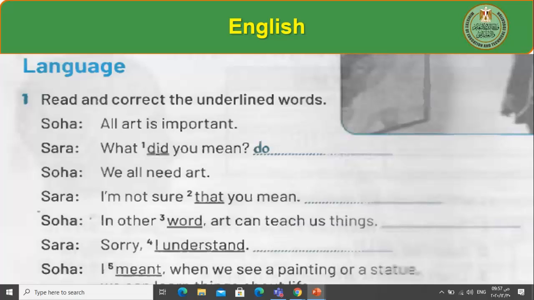I am not sure what you mean. In other words, come on, in other words, meaning in another way. Number four, sorry, I don't understand. I don't understand. Okay. Next, number five. I mean, when you see a painting, of course you buy it. Yes, I mean.